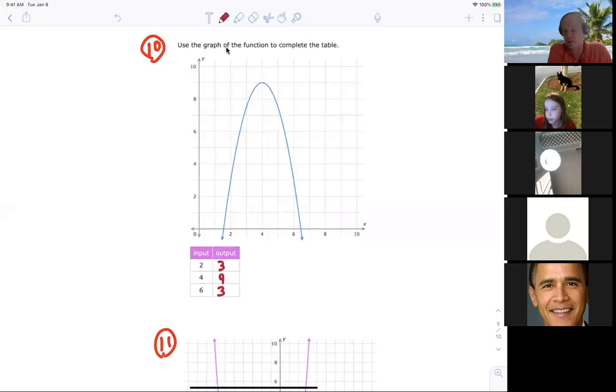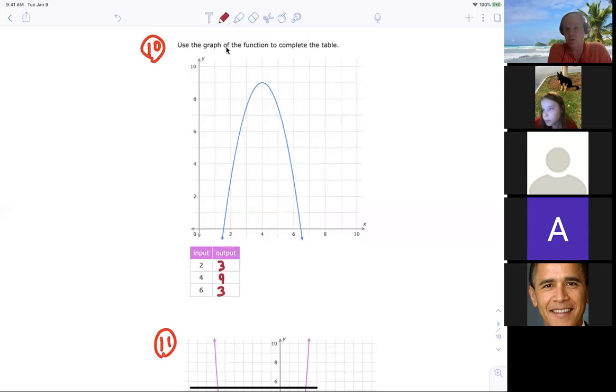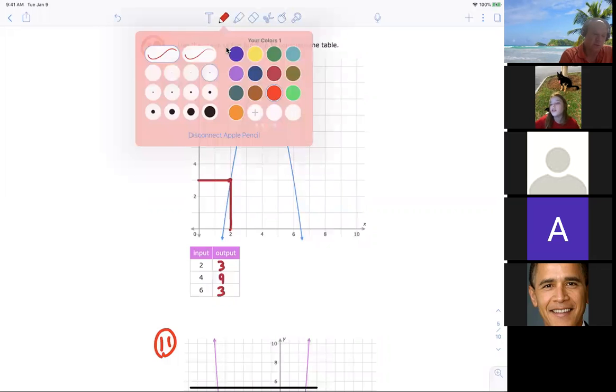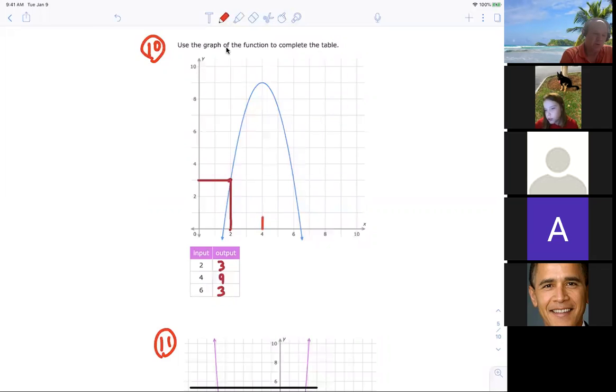You're trying to decide if you understand that or not. I don't. Who said that? Ava. Ava, look. Do you see where x equals 2 right here? You go up until you get to the graph. Once you get to the graph, you go over and see what the y value is. Okay. All right, so let's do this now just to make sure. When x is 4, I go all the way up, and then I go over, and that's my answer.